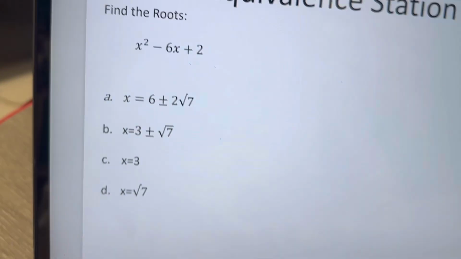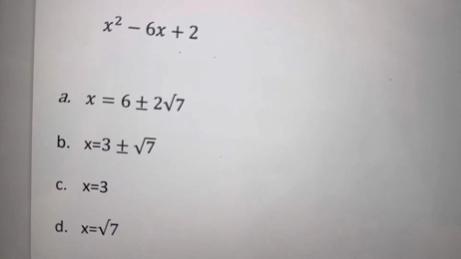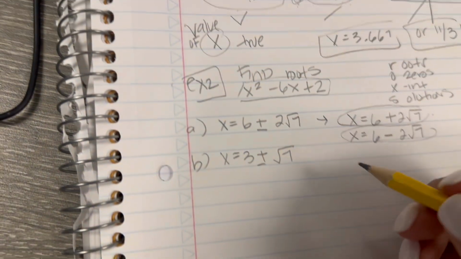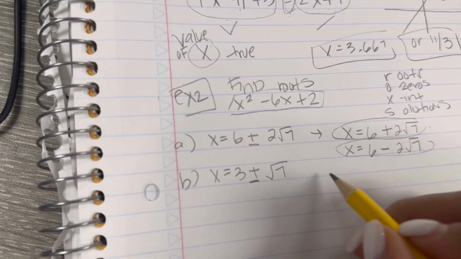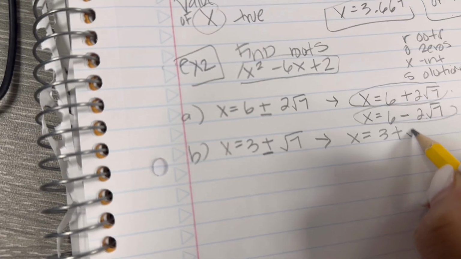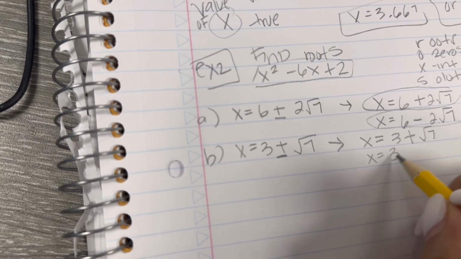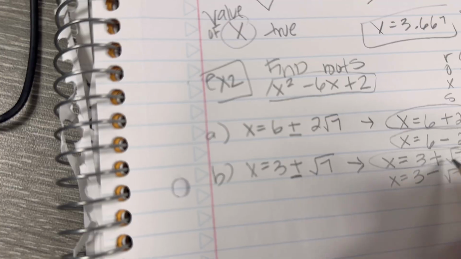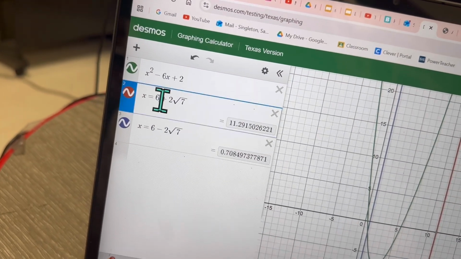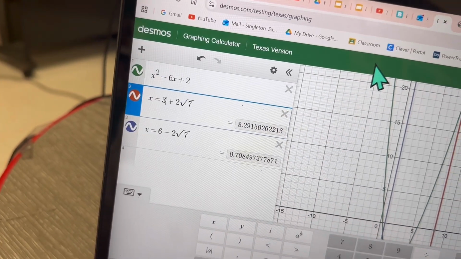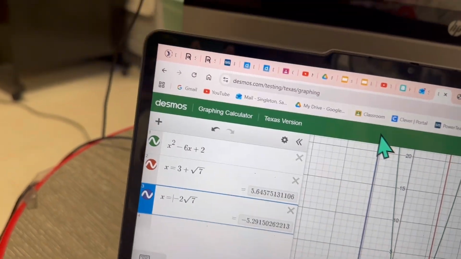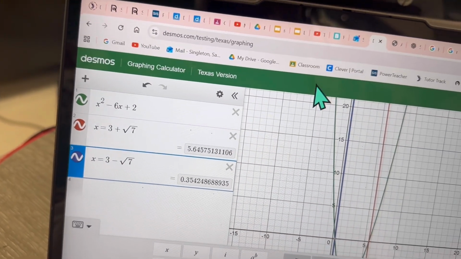So let's try B. X equals 3 plus or minus radical 7. How would you type that in? Try without my help. Pause the video. You got it. X equals 3 plus radical 7 and x equals 3 minus radical 7. So let's go ahead and try that. X equals 3 plus radical 7. X equals 3 minus radical 7.